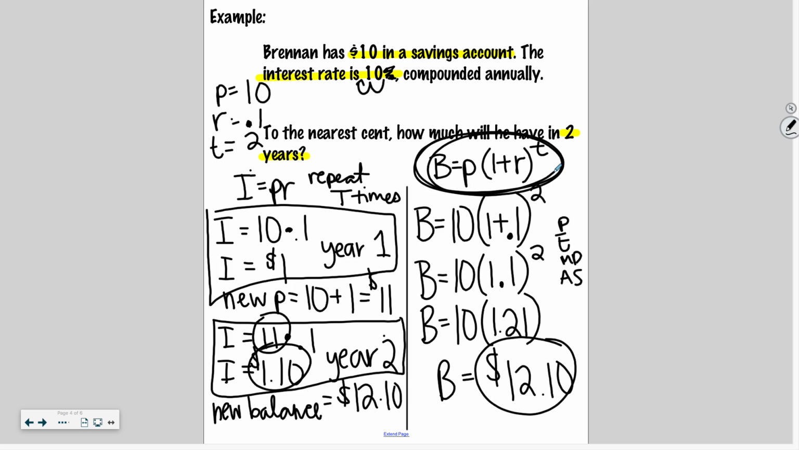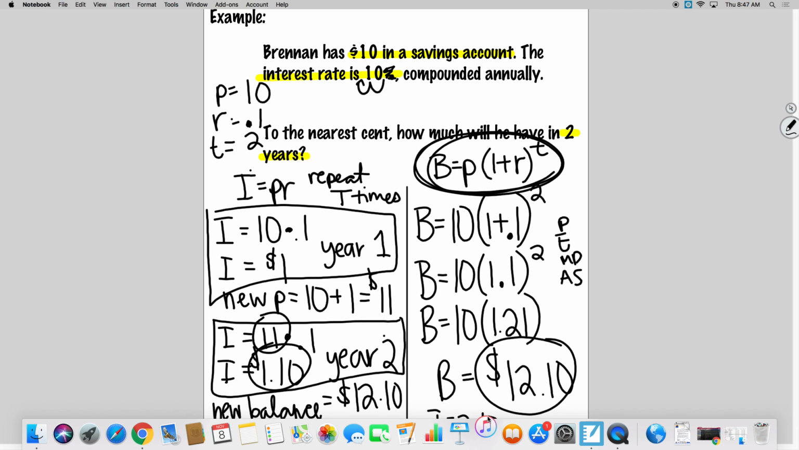You want to be careful and make sure it's not asking you for the amount of interest when it's asking you for the balance. So in this case, to the nearest cent, how much will he have in 2 years? The $12.10 is how much he'll have. If it wanted to know the amount of interest, we would have to take our original amount off of this new balance to learn the interest he got was $2.10. So just reading your question and making sure you know what it's asking for is very important.